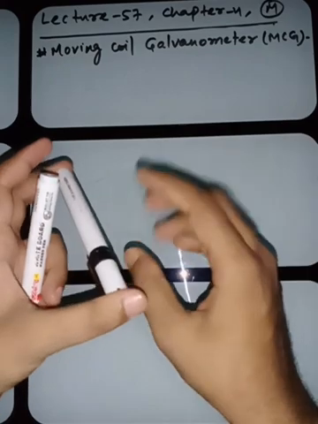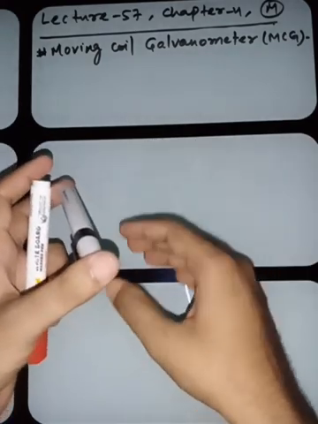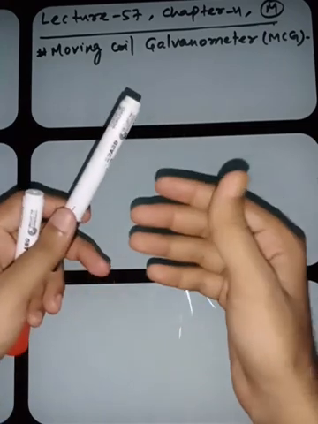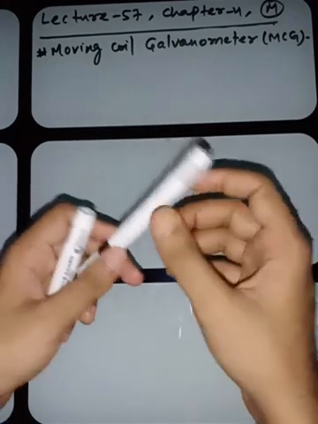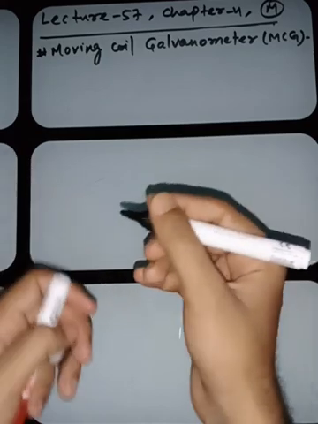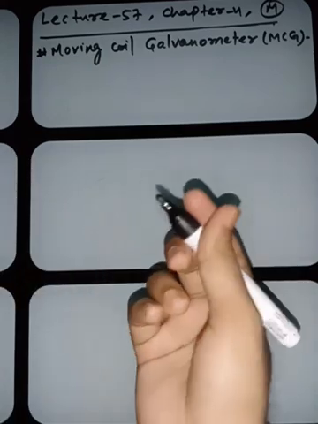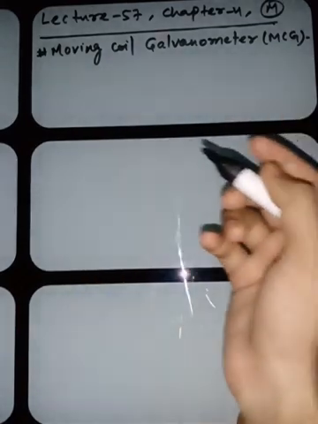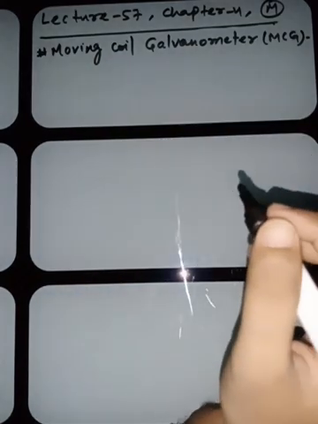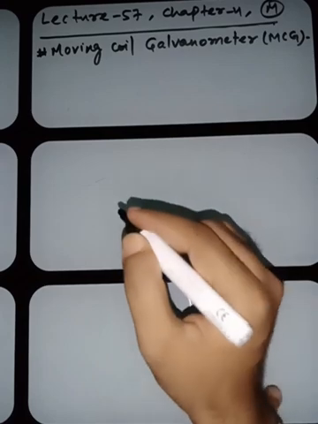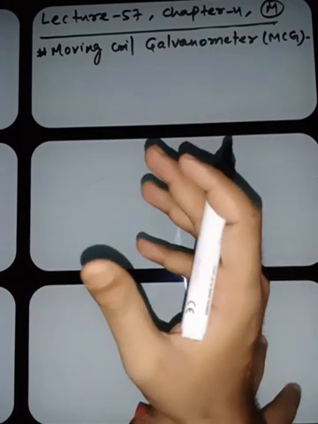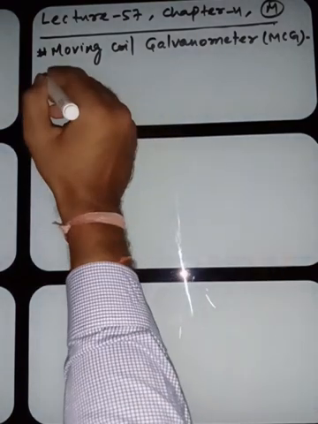All right, but this galvanometer can be converted, my dear students. We can convert a galvanometer into a voltmeter and an ammeter. That we will study in our course, and hopefully that will be the last lecture. So let us start today. We start today with the principle and working of the galvanometer.